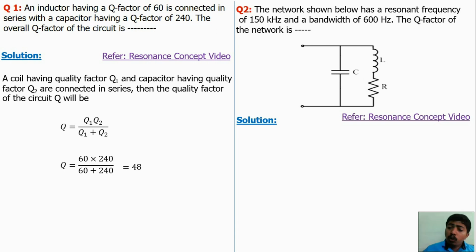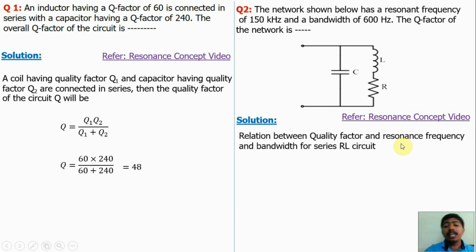Here the quality factor means the quality of the inductor coil. Here L and R are connected in series. So we have to use the relations between the quality factor, resonance frequency, and bandwidth for series RL circuits. We know that Q is equal to frequency by bandwidth. This is the formula. So substitute these values. What is the value of the resonance frequency? FR is equal to 150 kHz, so 150 into 10 power 3. Bandwidth is 600 Hz, so 600. Simplifying this equation, we get 250. This is the quality factor for the network.